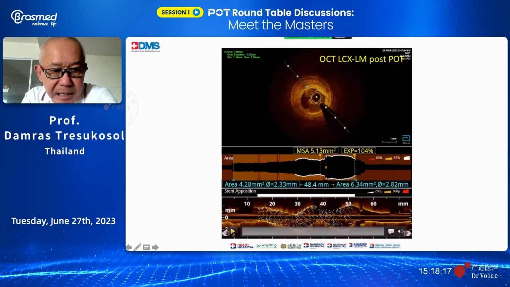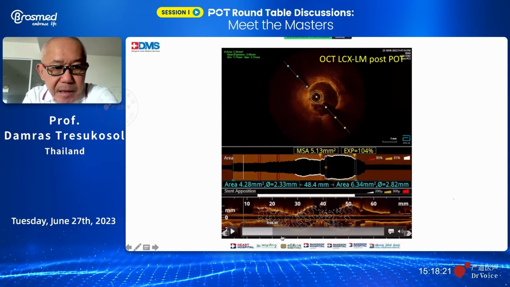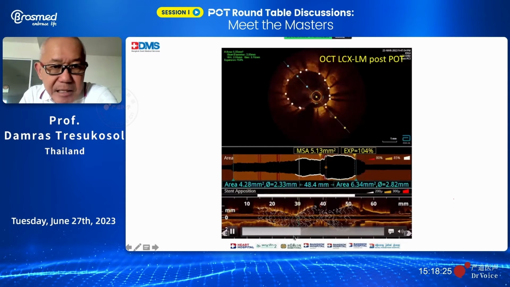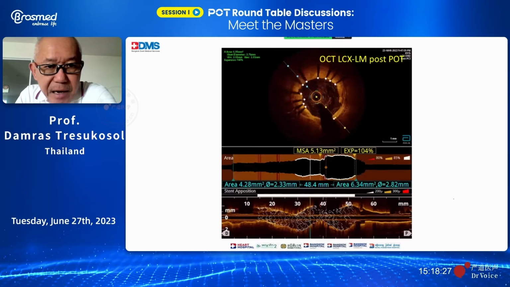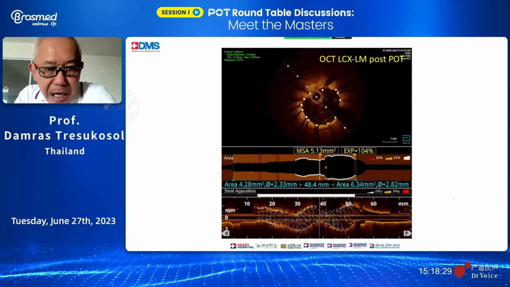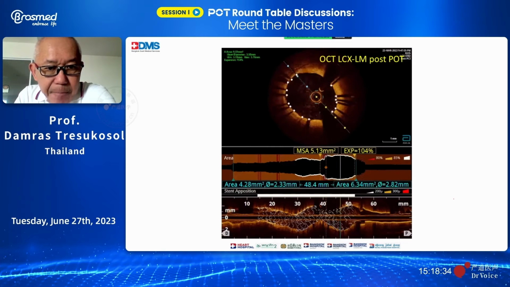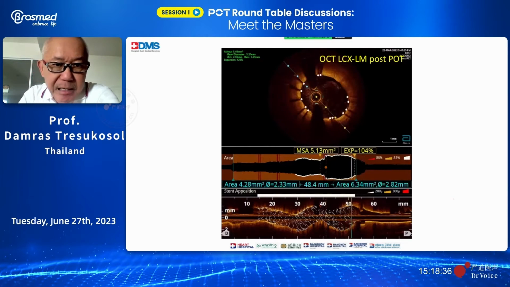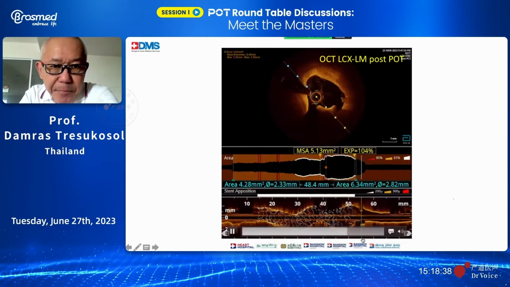This is OCT for the circumflex to the left main. I let the OCT run. You can see that the stent is well apposed. There's no edge dissection on the edge of the left main, and there's no stent malposition. That is the good part of the POT.